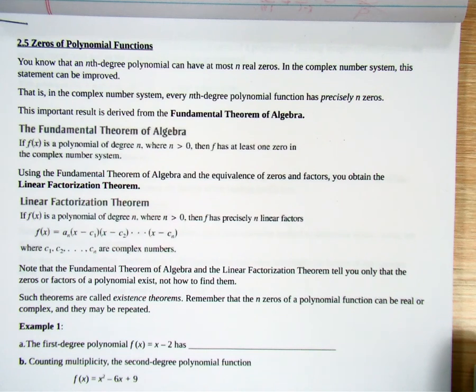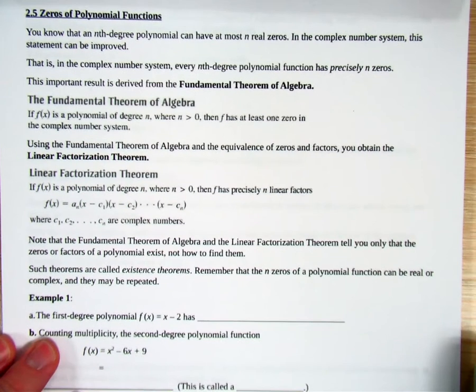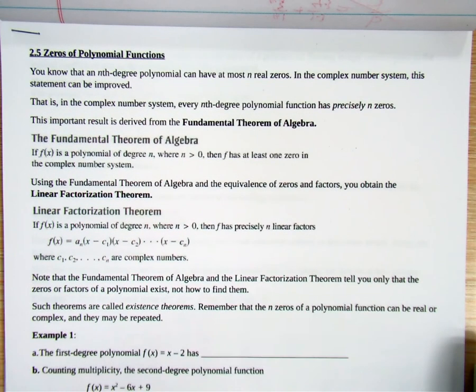Here we are, PreCalc with 2.5 zeros. Okay, this is all stuff I believe that you've done before. So hopefully it's just a review. But some of it might be new, or it might be a little further than we've gone before with it in the past.